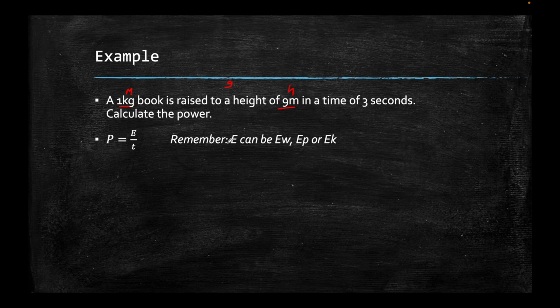mgh. So the E that we're using could be the work done, potential energy, or kinetic energy. It could be anything. In this case, mgh over t. So I'm going to just use 1 for the kilogram times 10. I know it should be 9.8, but let's just say 10 to keep it easy. Multiplied by 9, the height, divided by the time of 3 seconds. Putting that into your calculator, you should get 30 watts.